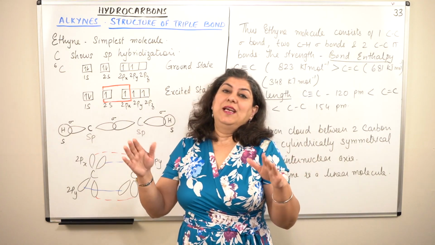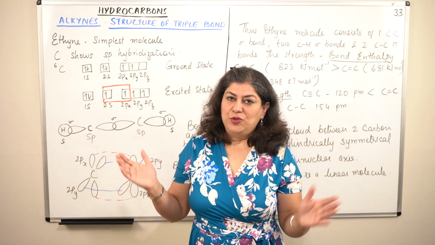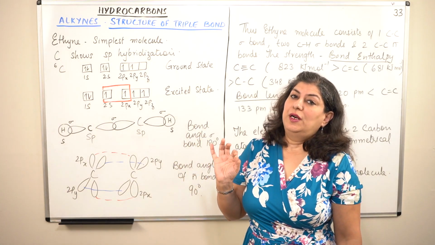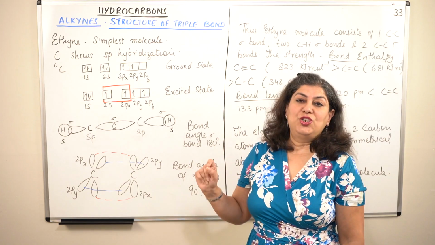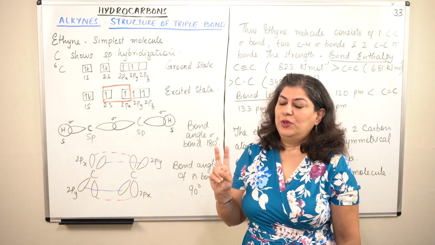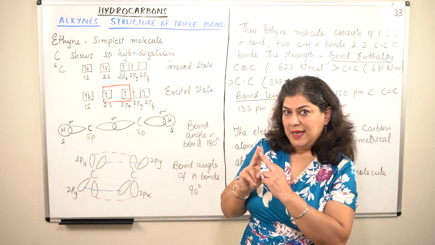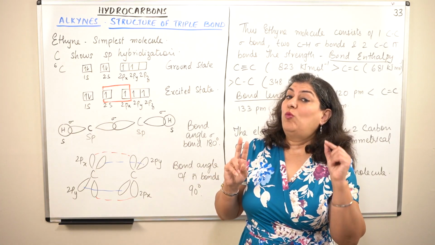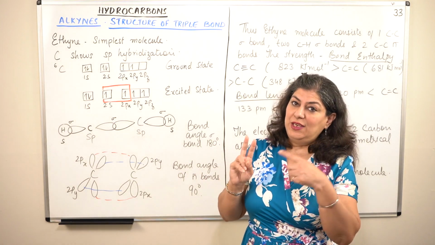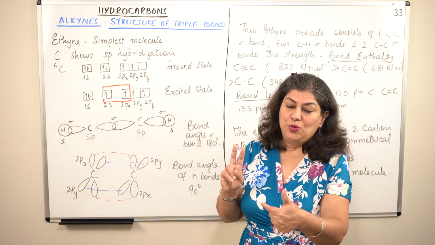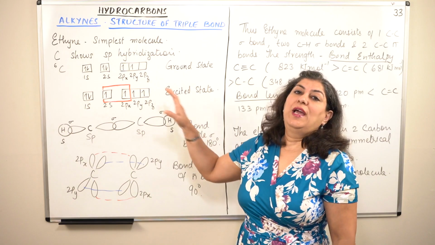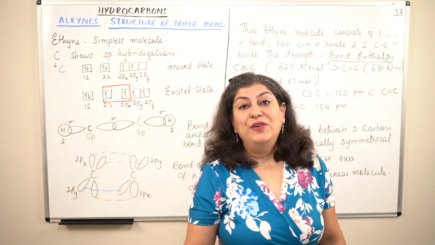And besides this, it is attached to two other hydrogens. As we did in the previous video, the general formula for alkynes is CnH2n minus 2. So if there are two carbons, n is 2, then what will be the number of hydrogens? Hydrogens will be H2n minus 2. So 2 twos are 4, minus 2 is 2. So C2H2 is the formula of ethyne.